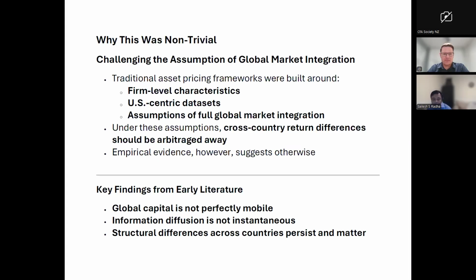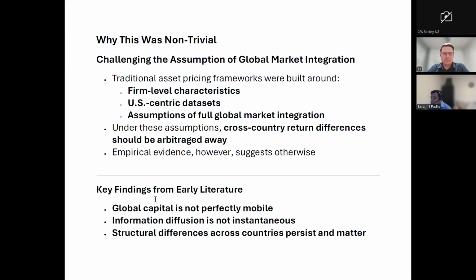But the empirical evidence, what in reality we observe, is that capital is not perfectly mobile. Information does not travel instantaneously, and structural differences across countries matter. So what we are seeing empirically is that instead of full integration, what we actually have is partial segmentation. So global equity markets, according to research, are partially segmented, not fully integrated, enabling persistent cross-country return differences.